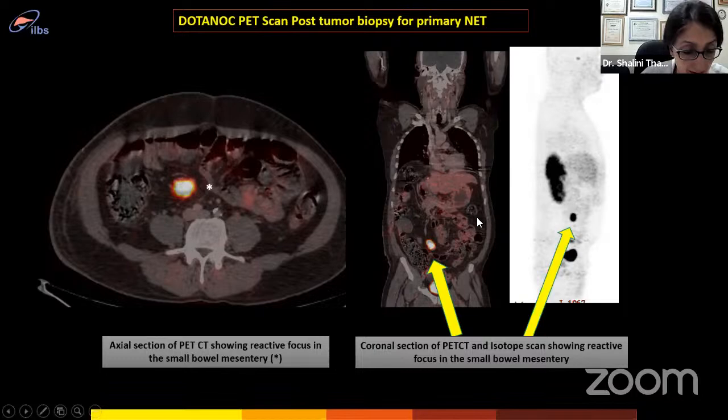So this taught us a very important lesson. Whenever we are evaluating HCCs or solitary lesions in the liver, especially in a non-cirrhotic liver such as this one, one must always look at the entire abdomen and the chest as well to look for primaries with solitary metastasis. And this is what that lesion was.